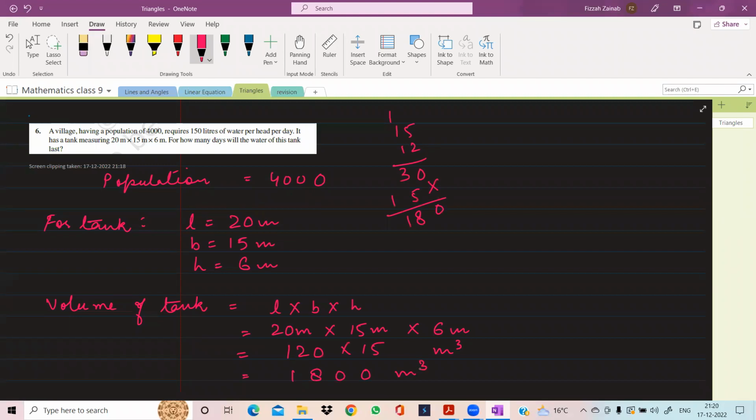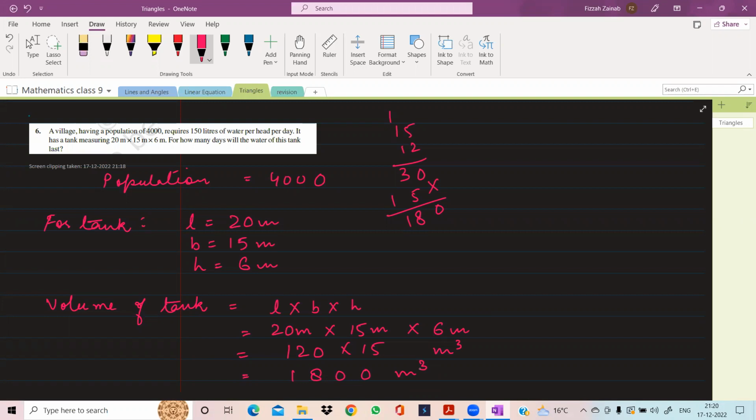Am I very fast, Jaslyn? I hope I'm not very fast. Okay, so see, I try to do every calculation by hand in front of you so that I try to encourage you that you also can do it. So please make a habit of doing every calculation by hand. All right, so we have got the volume of the tank.